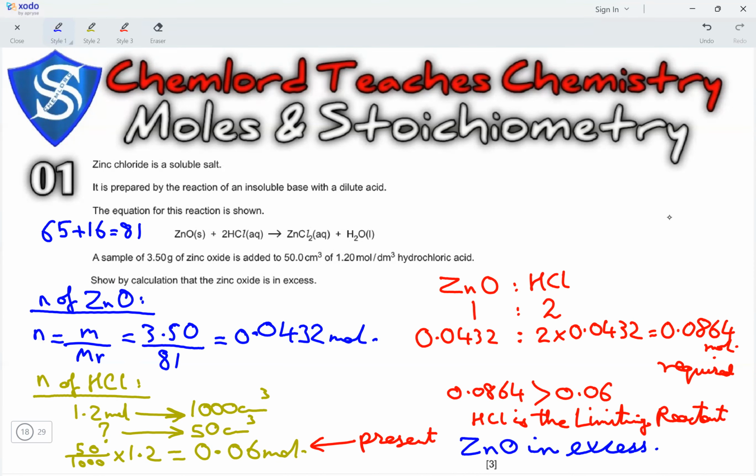So this is how we conclude that the amount of zinc oxide present is in excess, because the amount of HCl present is less than the amount of HCl that is required to completely react with the number of moles of zinc oxide present.